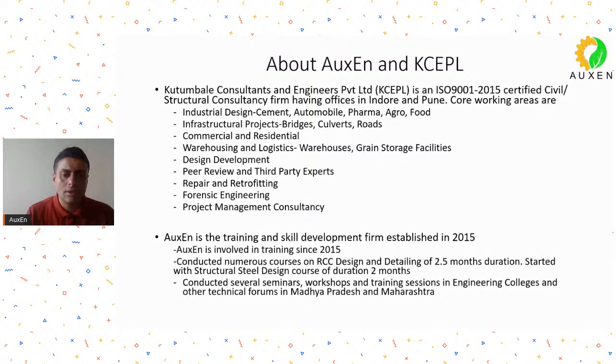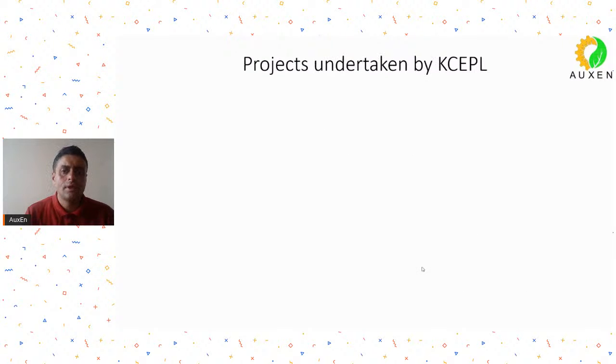In addition to this, AuxEn is our platform for skill development and training. My wife and I established this in 2015, and we were involved in offline trainings first. That means we used to conduct trainings in our offices, typically 2.5 months of training, where we called participants to our office, and in the morning for 1.5 to 2 hours we used to take sessions. We did this for about 3 years, and then after the pandemic we had to move online.